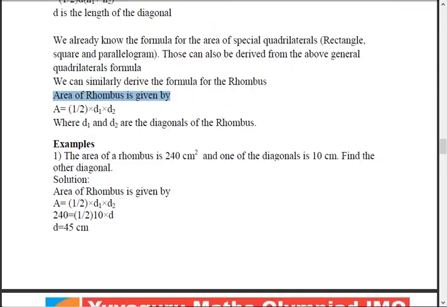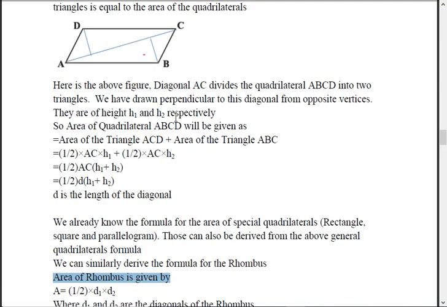Okay, what is the area of a rhombus? What is a rhombus? A rhombus is similar to a parallelogram, but all sides are equal. So the area of a rhombus is half into d1 into d2, meaning half into AC into DB, because in a rhombus the diagonals are perpendicular to each other and they bisect each other.